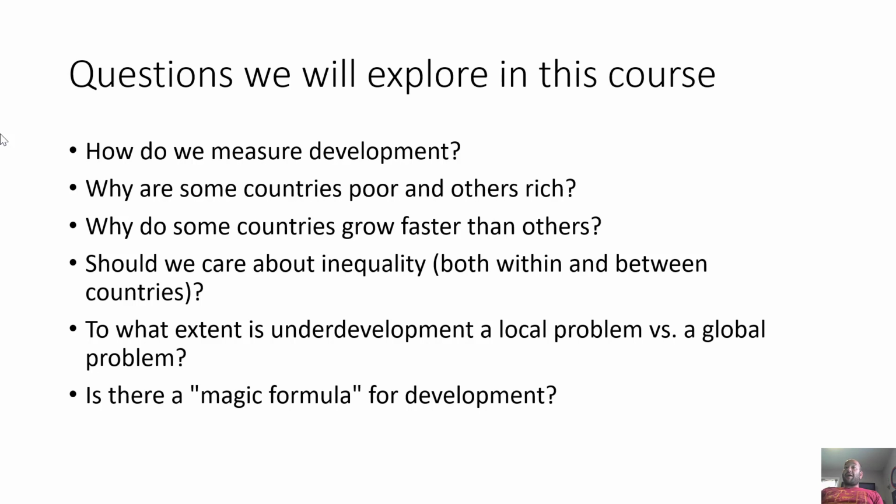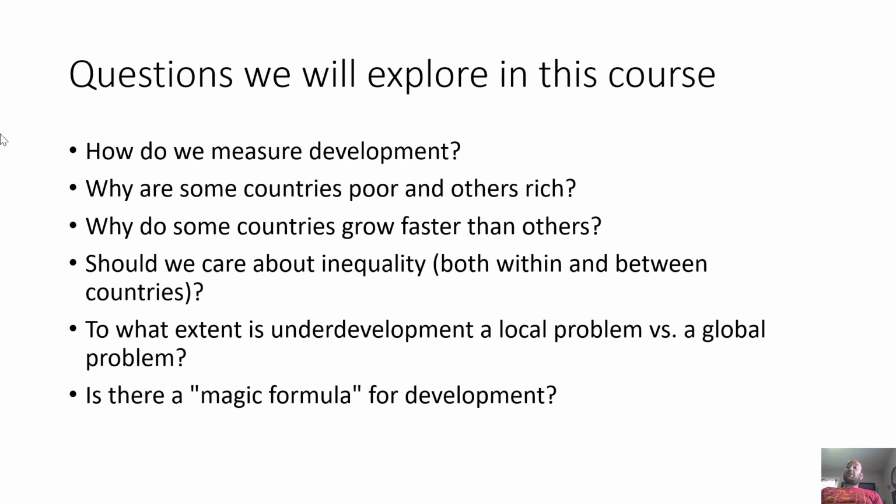So why do some countries grow faster than others? Should we care about inequality? Within a country, there's certainly going to be people that have a lot of income, and people that have very little income. Is this just simply a byproduct of free market capitalism? Or is there a level of inequality within a country that is inefficiently high? And when I say inefficiently high, what I mean is that the country would actually be better off if we were able to reduce inequality. It would grow at a faster rate. Overall income would rise if we could reduce inequality. So we'll look at some of the arguments for and against high levels of inequality within a country.